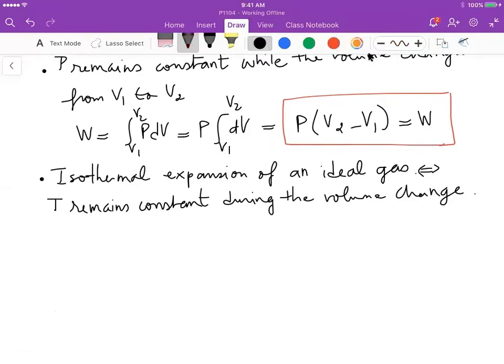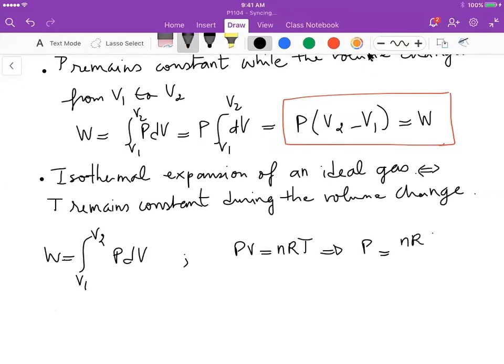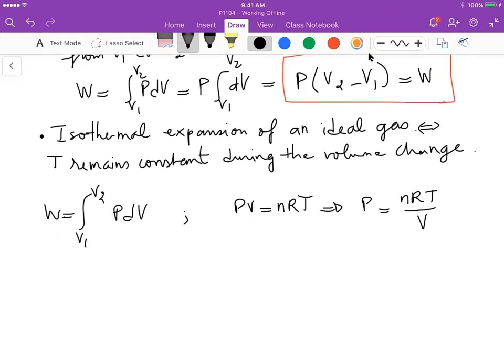So again, we start from the basic thing, which is that W is equal to the integral between V1 and V2 of P dV, right? But in this case, we are dealing with an ideal gas, and we know from the ideal gas law that PV is equal to nRT. So we can write P as a function of the volume as P equals nRT divided by the volume V. So let's substitute the pressure by its expression inside the integral. We end up with the integral from V1 to V2 of nRT over V times dV.